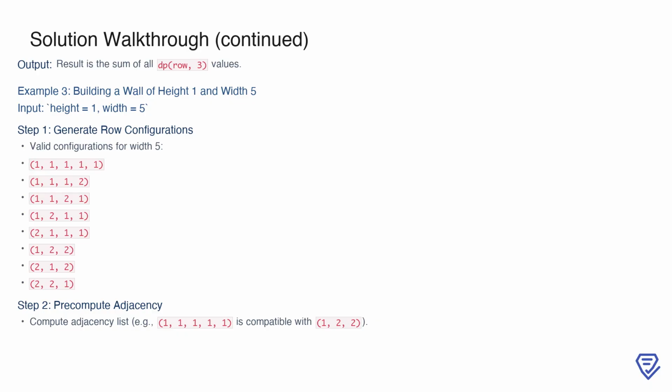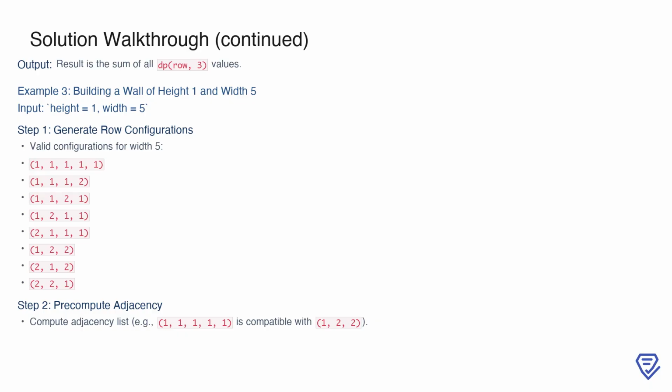Now, let's consider another example, a wall of height 1 and width 5. For this case, we first generate all valid row configurations for width 5. These include 1, 1, 1, 1, 1; 1, 1, 1, 2; 1, 1, 2, 1; 1, 2, 1, 1; 2, 1, 1, 1; 1, 2, 2; 2, 1, 2; and 2, 2, 1.